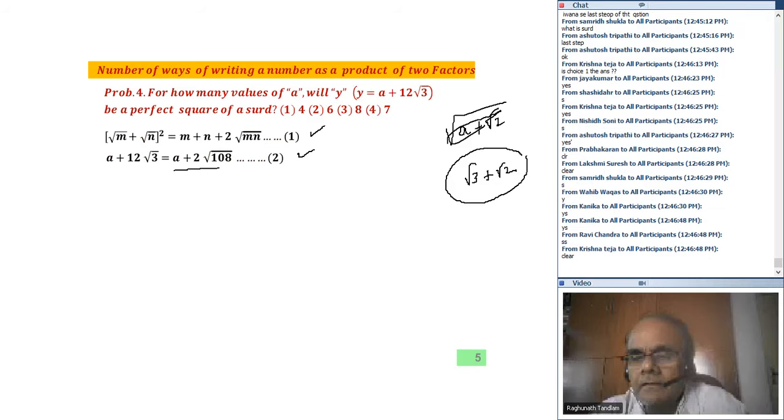Because I can always write the number as a product of two factors in two ways. What is 4? 1 into 4 or 2 into 2. Two pairs are possible or not? 8 is what? 1 into 8, 2 into 4. What is 12? 1 into 12, 2 into 6, 3 into 4. Are we clear? As I told you, if n is p to the a, q to the b, r to the c, how many factors does it have? (a plus 1) into (b plus 1) into (c plus 1), or not?